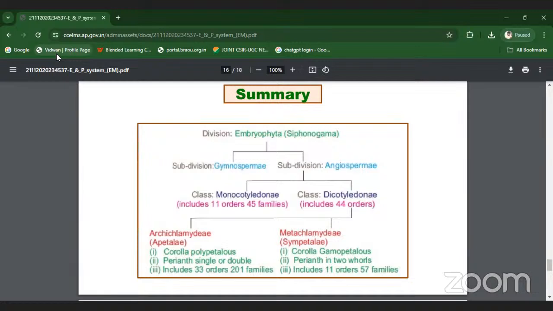So this is embryological study. Next, we will discuss phylogeny characters and molecular level taxonomy: chemotaxonomy and molecular taxonomy. In the next class, we will discuss all this.